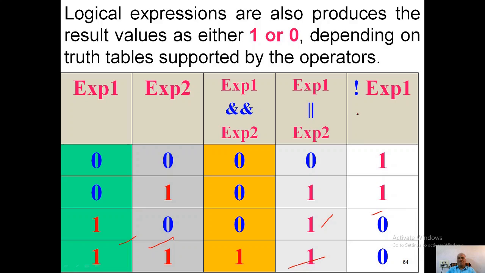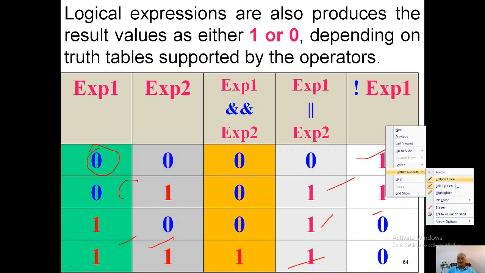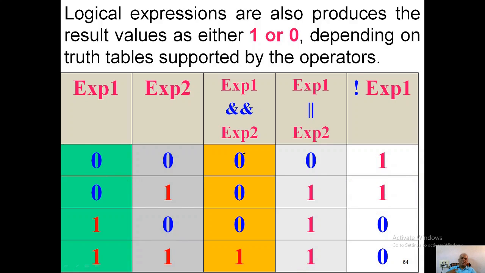Coming to logical NOT: if the input is 0, then the negation of 0 is 1. The negation of 1 is 0. So let us observe this. Logical AND produces a true output only when all inputs are true. But for logical OR, if any one input is true, then the output is true. If all inputs are false, then the output is false. In logical NOT, if expression 1 is false, then its negation is true. That is the specification.